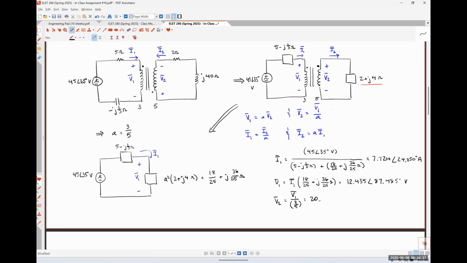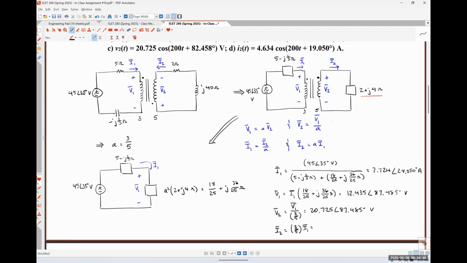Which I get to be 20.725 with an angle of 87.485 degrees. And then I2 is just 3/5 times I1. Yep. Which came out to be 4.634 with an angle of 24.050 degrees amps.